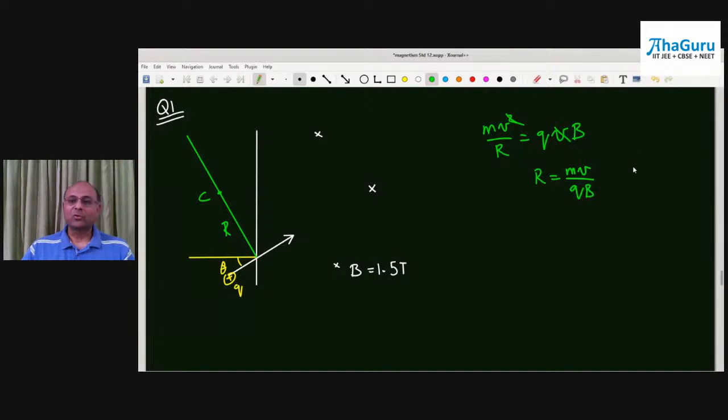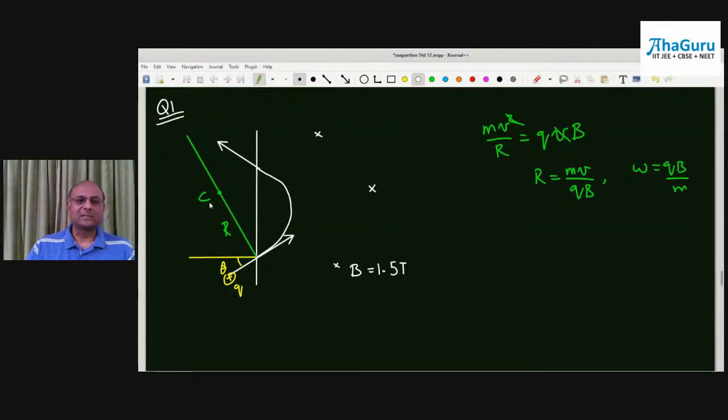And you also know that omega, which is v by r, is qB by m. So we know both of these. And let us therefore draw how the arc of this circle is going to look. So basically this is going to start like that. It's going to go this way, it's going to turn around, and somewhere there, it is going to come out. Right? So when it comes out, it's going to come out in a straight line, moving in a straight line.